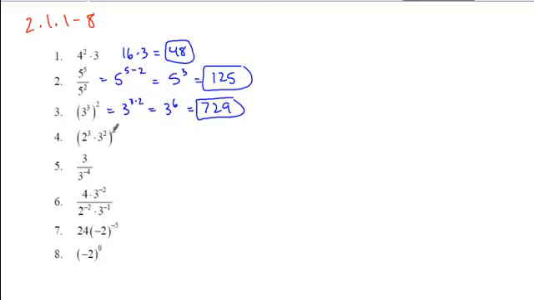The next problem here, what you're going to do is calculate inside the grouping symbols first. So you have 2 cubed, which is 8, and 3 squared, which is 9, and you're going to square that whole quantity. So 8 times 9 is 72. 72 squared gives us our overall value of 5184 for our solution.